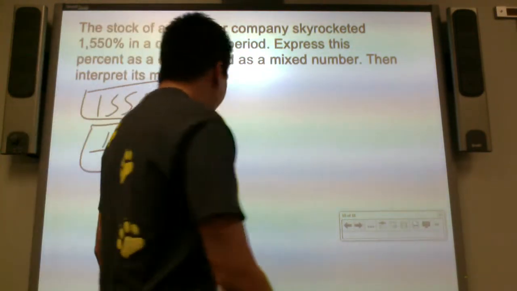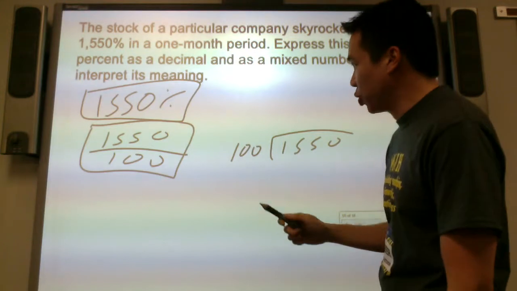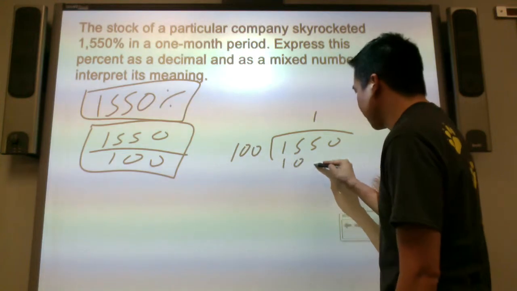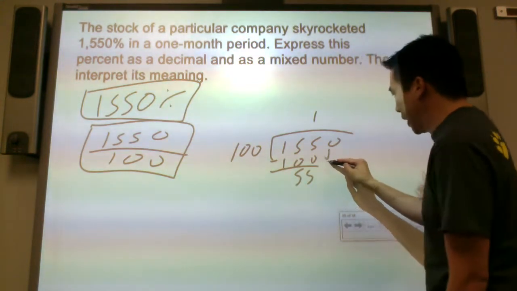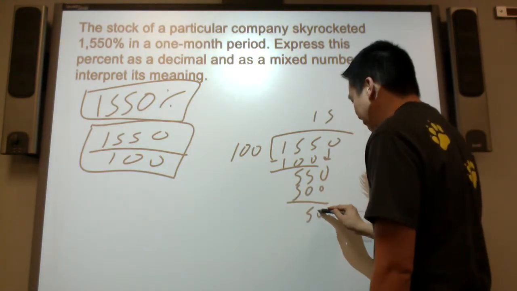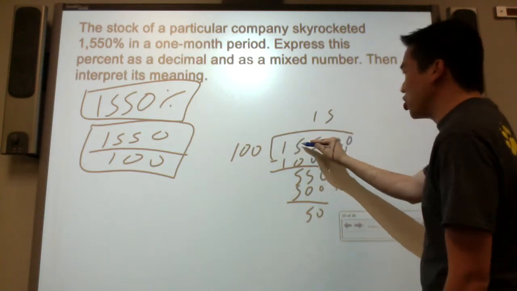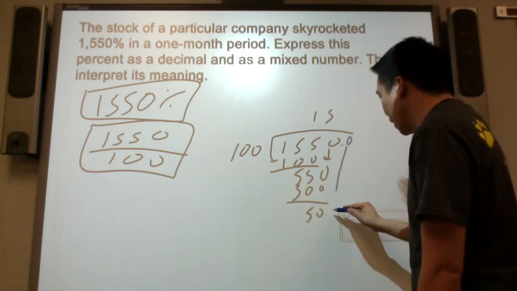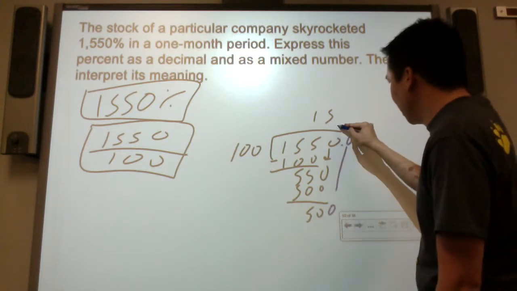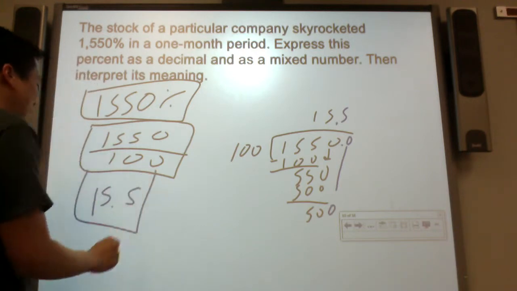Let's turn this into a decimal. We have 1,550. We're going to break it up into groups of 100, or per 100. Can 100 go into 155? One time. We have 55 remaining. Bring down the 0. How many groups of 100 go into 550? 5 times. We have 50 remaining. How do you get rid of a remainder? You add a decimal point and a 0, because you don't want to change its value inside a dividend. So how many groups of 100 go into 500? 5 times. So the decimal equivalency is 15 and 5 tenths.